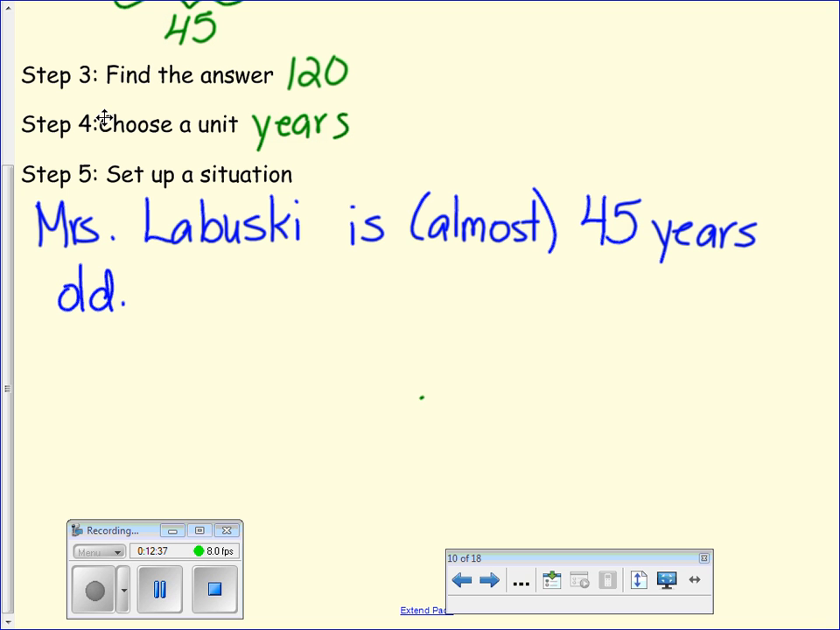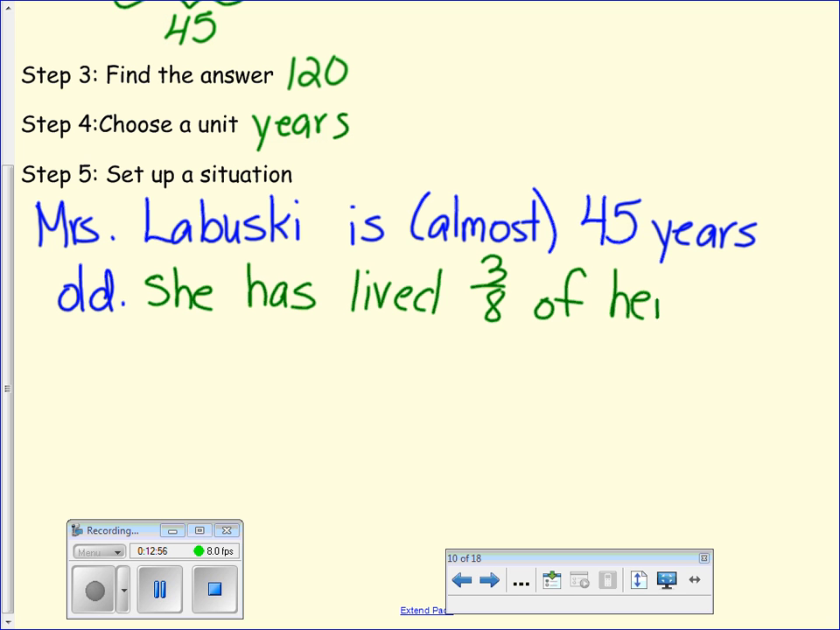Okay, so there's my dividend, my quantity. Wait, she has lived 3/8 of her life. So 3/8 is what I've done. 45 is what I've done. So now what's my question going to be?